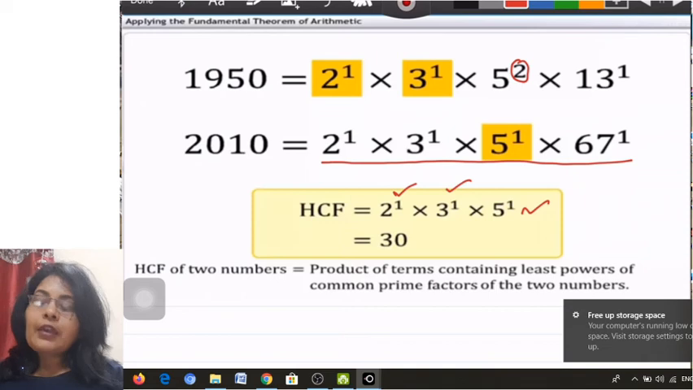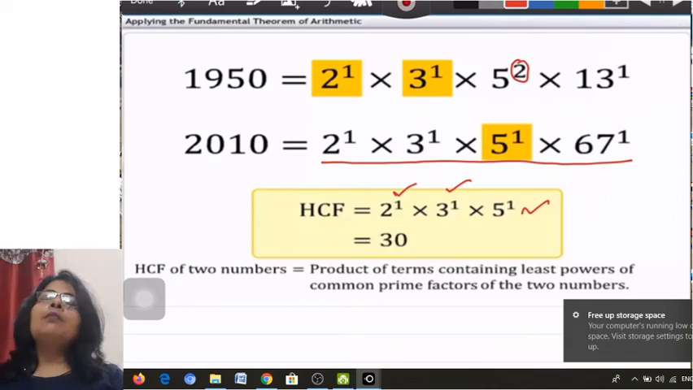So in this HCF we will take the common prime numbers, as well as we have to see the degrees also. We will take the smaller degree. So 2 to the power of 1 into 3 to the power 1 into 5 to the power of 1 is our HCF. We'll multiply and see that 2 3 is 6, 6 5 is 30. So what do we conclude? That the product of terms containing the least power of common prime factors of two numbers is our HCF.